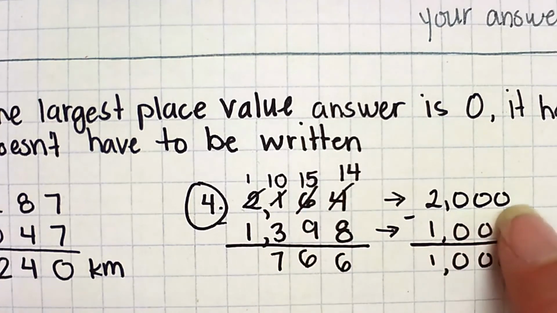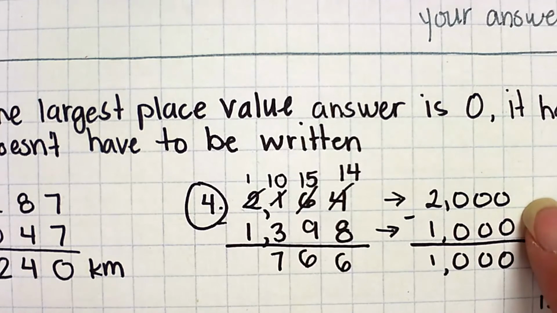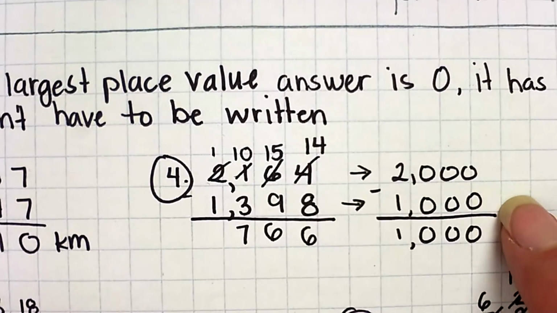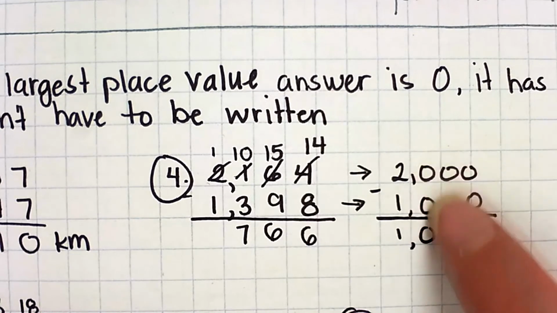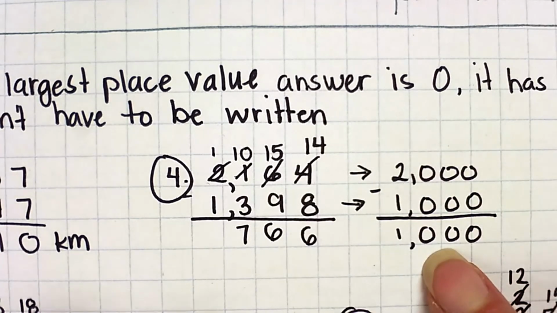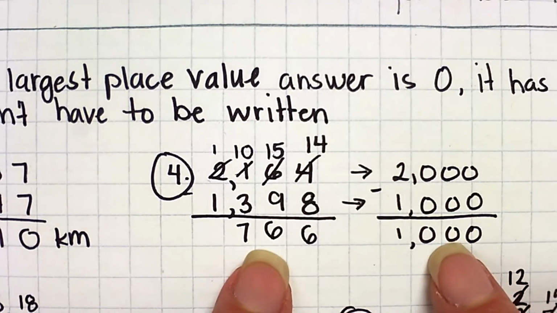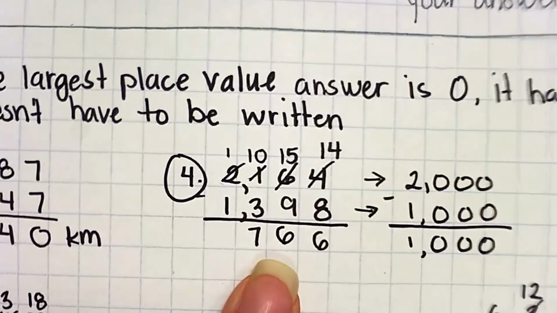Now I rounded again to my nearest 1,000, so my 2,164 became 2,000. My 1,398 became 1,000. 2,000 minus 1,000 gave me 1,000. 766 is close to 1,000. So again, over here, my answer is reasonable.